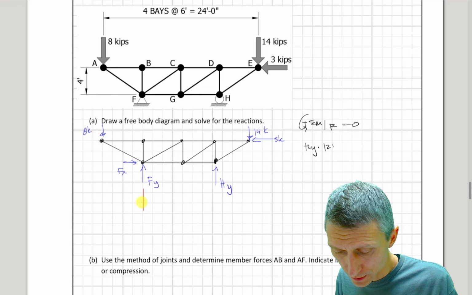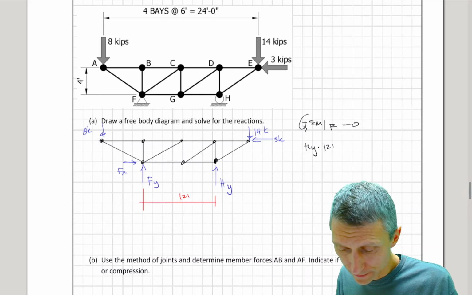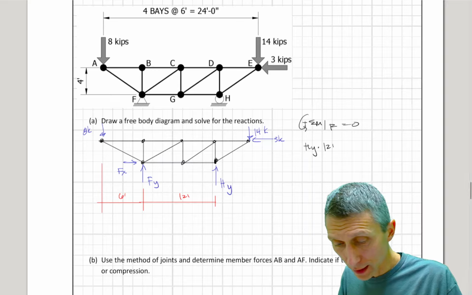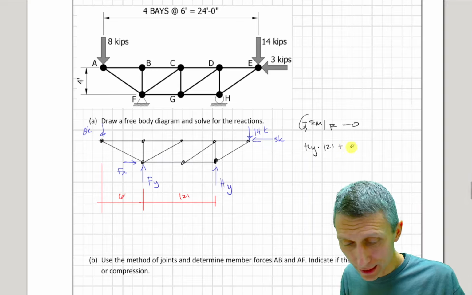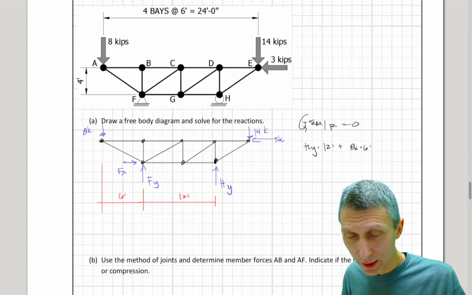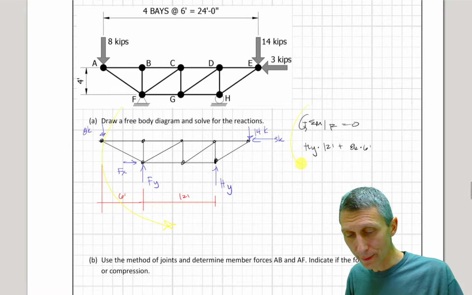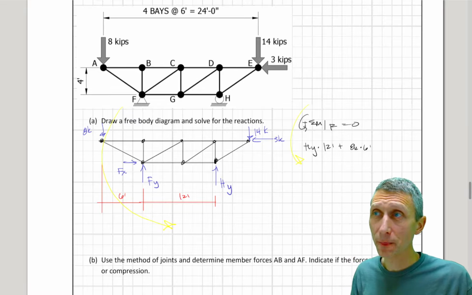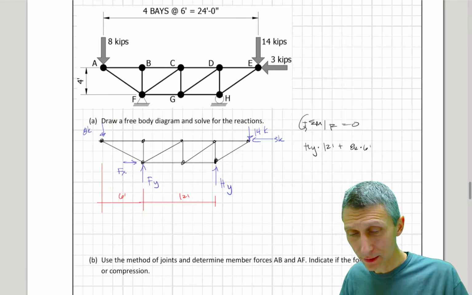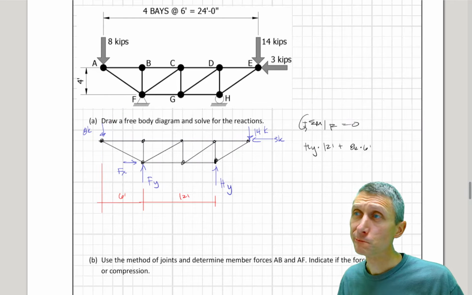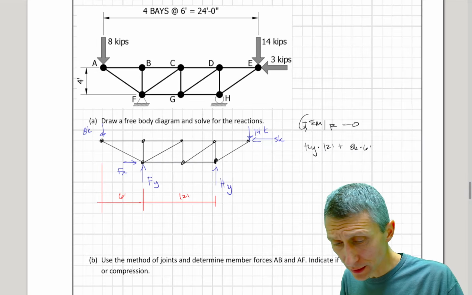This distance here is 12 feet. Right, and then this distance back to this one is going to be 6 feet. So this is interesting. I'm going to add 8 kips times 6 feet. Why did I add it? Because if we think about this force, it's coming down this way. That matches our positive sign convention. Okay, maybe you can't see that. Let me try a different color here, but this force is causing rotation this way, which matches our positive sign convention. Okay. That's going to be 8 times 6.